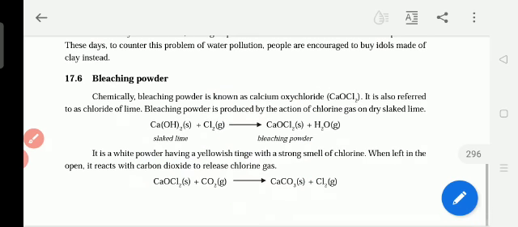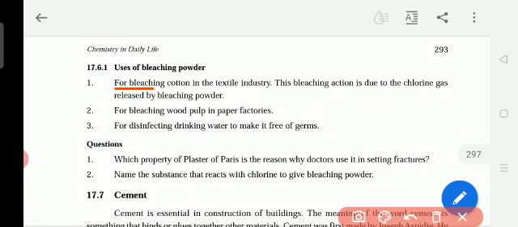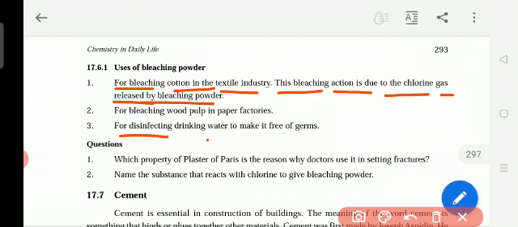Okay, so what are the uses of the bleaching powder? For bleaching cotton in the textile industry. This bleaching action is due to the chlorine gas released by bleaching powder. And for bleaching wood pulp in paper factories. And for disinfecting drinking water. Disinfecting means, since the bleaching powder has chlorine, chlorine will help to kill the germs in the water. Disinfect means remove the infection from the water.